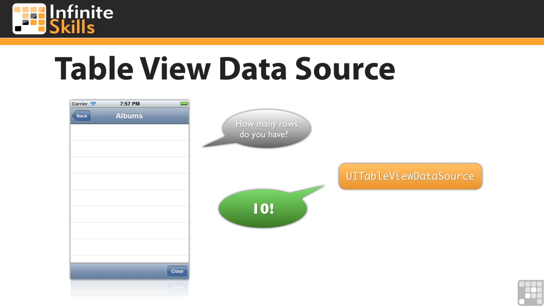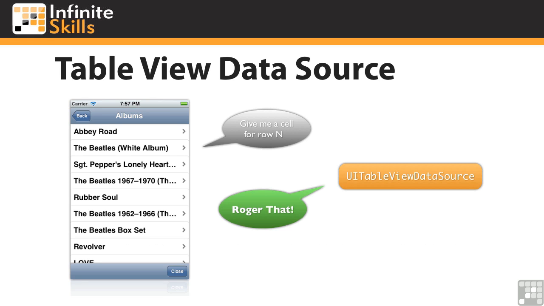The data source will respond with a row count. For each one of those rows, the table view will ask for a cell for that row. The data source will then configure a cell and return an instance back to the caller. And as it does that, the contents of the table view can be rendered.